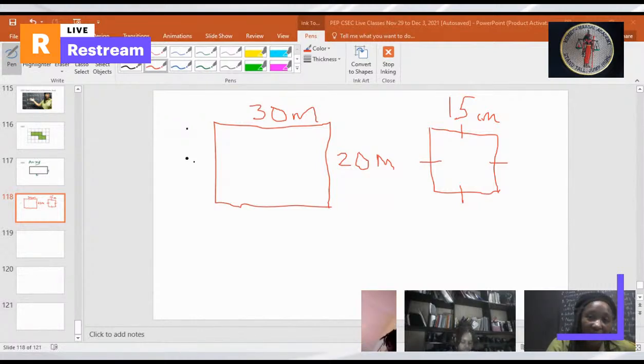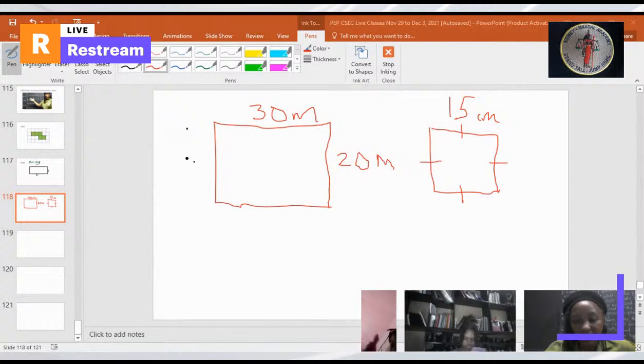Okay, so if you get the rectangle and you know the length, how would you find the width? Miss, we would divide the area by the length. You divide the area by the length to get the width. And if you know the area and the width, how would you find the length? Miss, we would divide the area by the width. Correct. So either one. If you want the width, divide the area by the length. If you want the length, divide the area by the width.